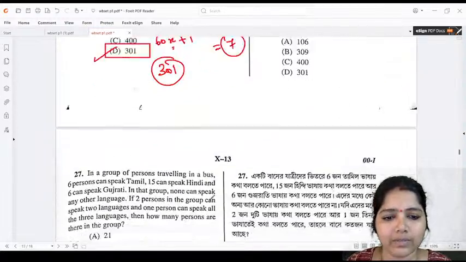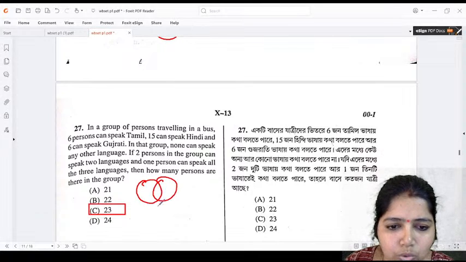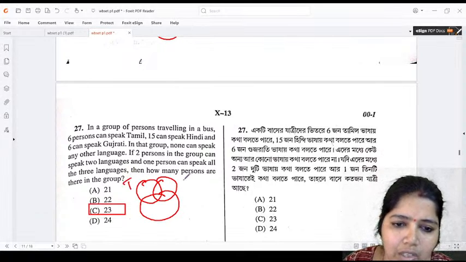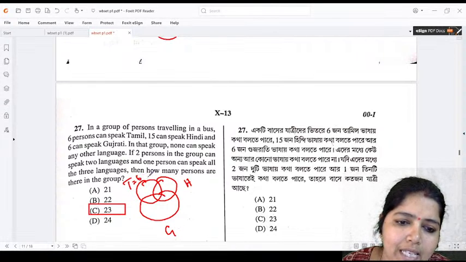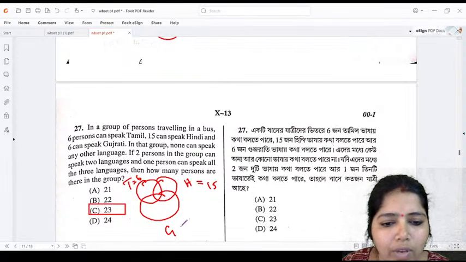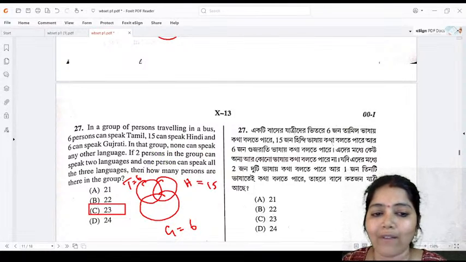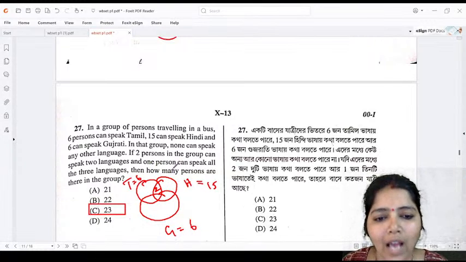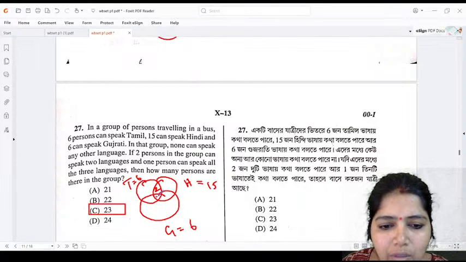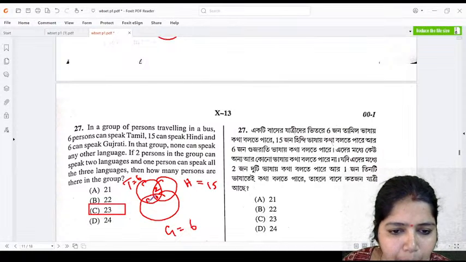Yes. Next one. This is very easy again. Make 3 circles: Tamil, Hindi and Gujarati. Tamil knowing people is 6, Hindi knowing people is 15, Gujarati knowing people is 6. They have given that in a group none speak any other language. Two persons in the group can speak two languages. They have not mentioned which two languages, so we can take any two and write it there. One person can speak all three languages, so in the middle I put one. There is nothing else, so they will be 0 and 0 here.